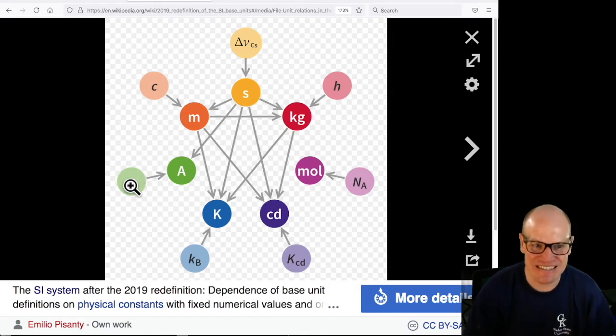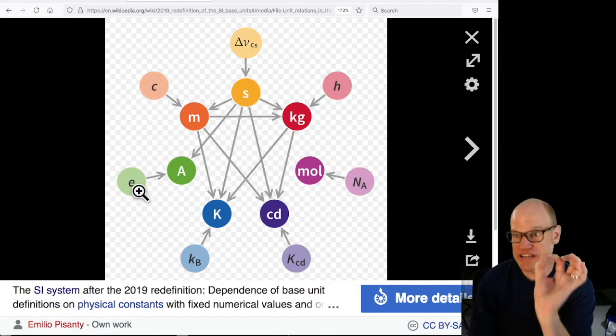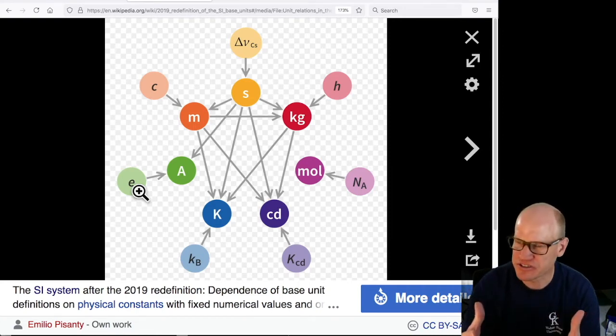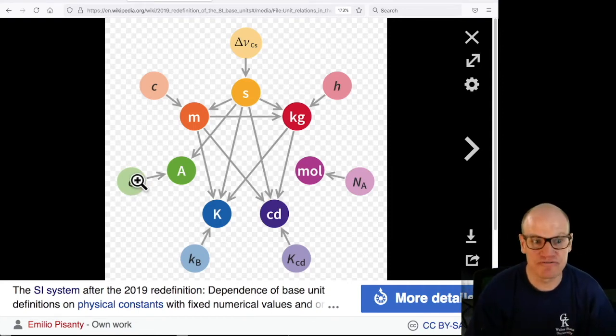You fix, in this case, the electric charge. The electric charge is now a fixed quantity. It's a constant that cannot change anymore. You don't measure the electric charge anymore. You define the electric charge, and then the amp is purely based upon now the electric charge and the second.